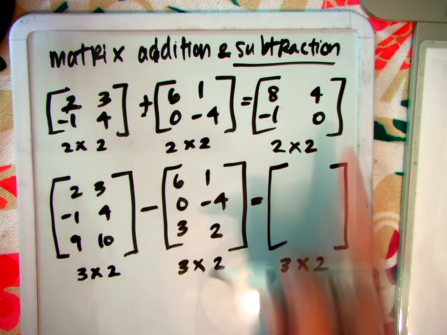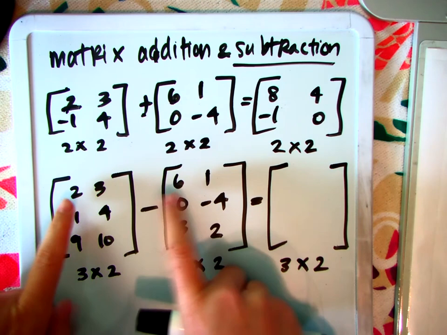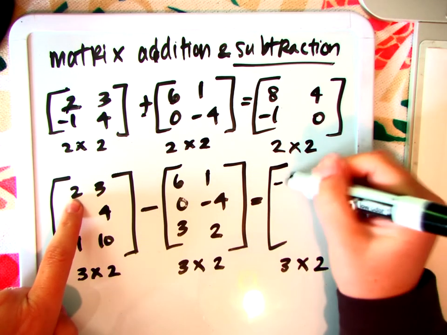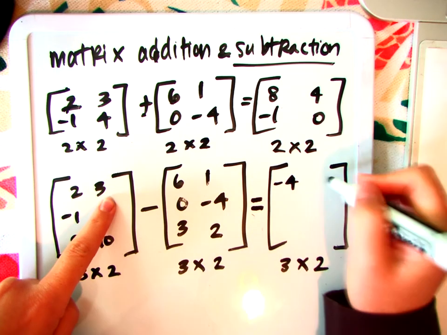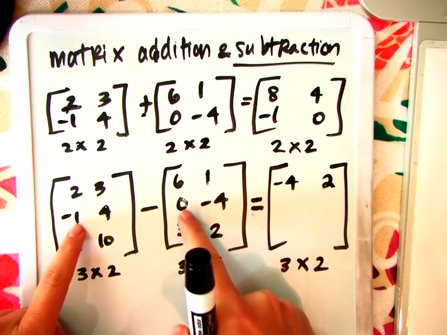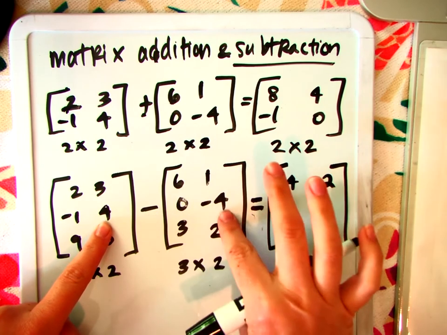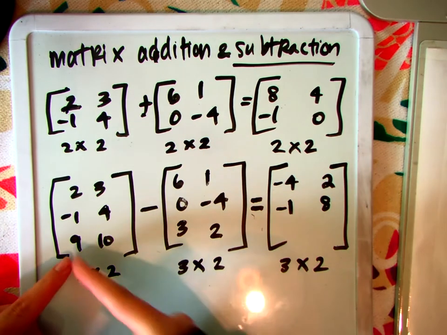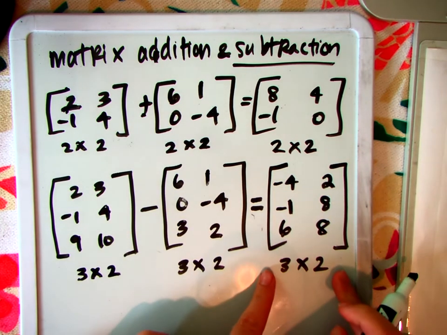And just like we did up here, I'm going to take the entries in corresponding spots, and this time I'm subtracting. So it's 2 minus 6. So it's negative 4. Okay? 3 minus 1, 2. And then I'm going to go down to the second row, move to the first column, and subtract. Negative 1 minus nothing is negative 1. 4 minus negative 4. Be careful. 4 minus negative 4 is 8. 9 minus 3, 6. 10 minus 2 is 8. So here's our answer. Pretty easy, right?